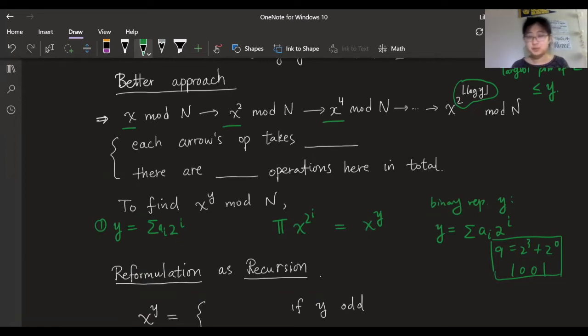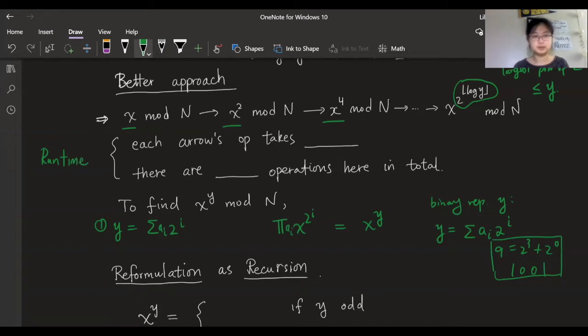All right. So now that we've written y as the sum that we desired, now we can just multiply all of these things, but as exponents, right? We have a handle on x to the 2 to the i for different i's. And now if we just multiply all of them, we're going to get x to the y because the exponents add, right? Okay, so let's look at runtime.